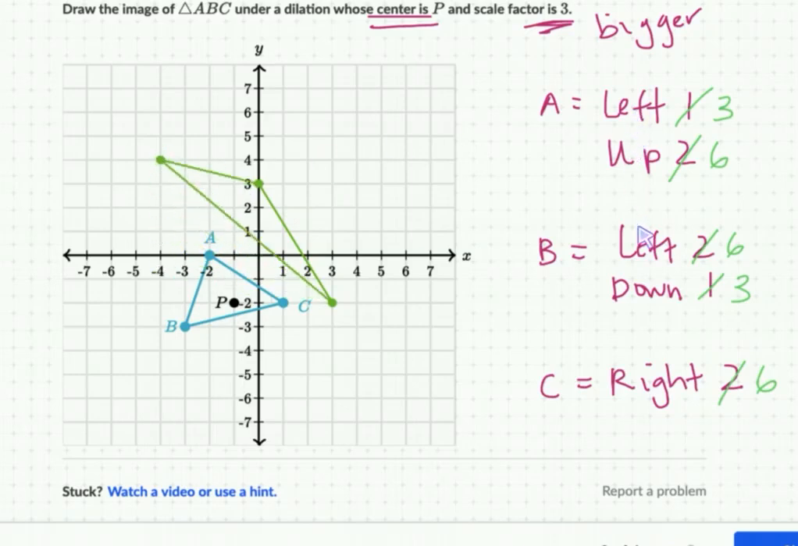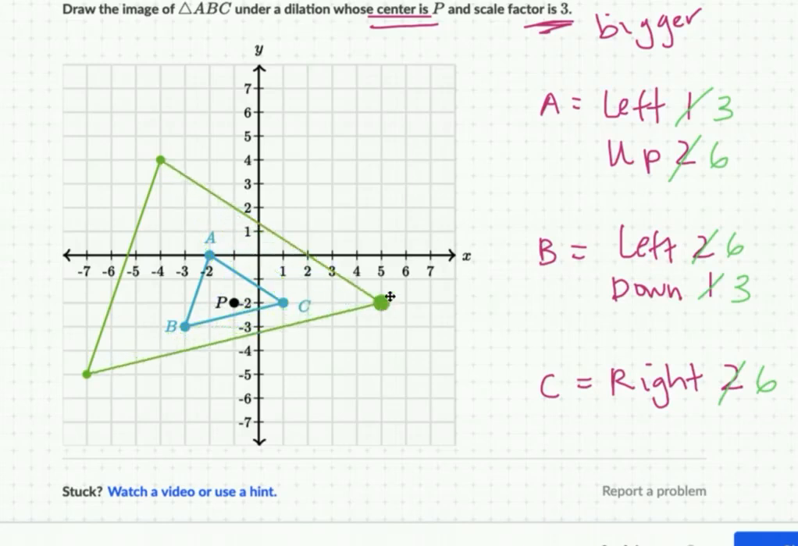That's your A. For your B, you're going to go left 6, starting from your P. 1, 2, 3, 4, 5, 6. And then down 3. 1, 2, 3. So you're starting to see it come into shape. For your C, you're just going to go right 6, but that's starting from P. 1, 2, 3, 4, 5, 6. So that is your dilated image.